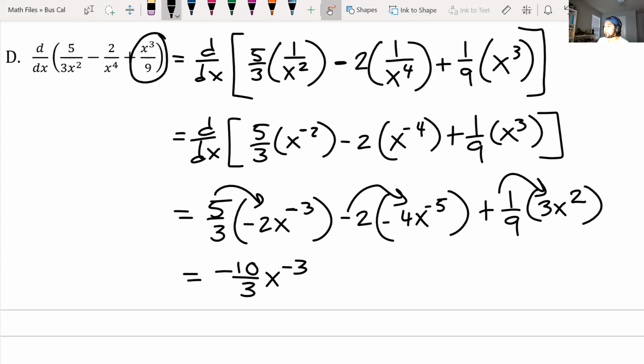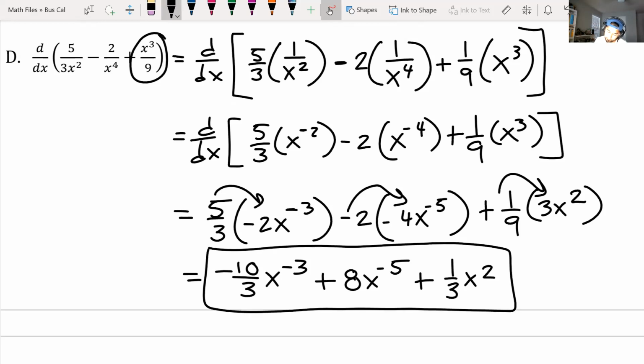And then negative 2 times negative 4. Eight. Positive 8 x to the negative 5th. Plus, what is 1/9 times 3? Basically, 1/9 times 3 is 3/9. And what is 3/9 reduced to? 1/3. That's it, y'all. No need to rewrite that monster.